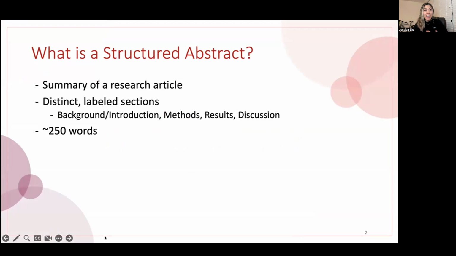It's essentially a summary of a research article, and it has distinct labeled sections, generally a background or introduction section, a method section, a results section, and a discussion section. And the entire structured abstract generally can be around 250 words, depending on the journal or the conference that you are submitting to.